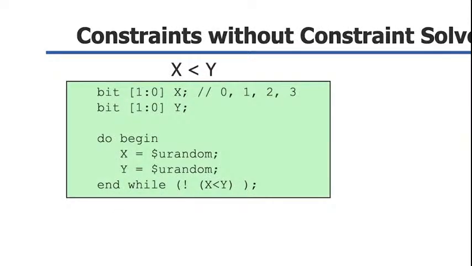So if we look at a raw example of what a constraint is, here we have two variables, x and y, and the constraint we want to generate to is x less than y. The brute force way of doing this is randomizing x, then randomizing y, and then seeing if x is less than y. And if it's not true, we'll try it again, and we'll just keep doing this over and over again. This can actually waste a lot of time randomizing and then throwing out the invalid results.